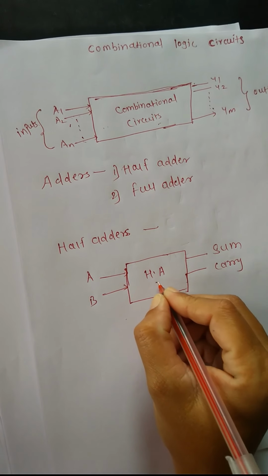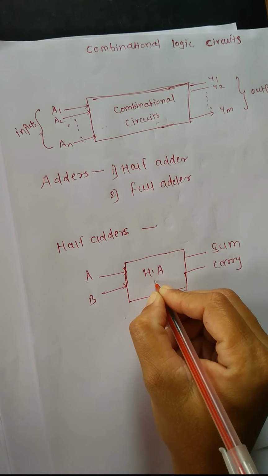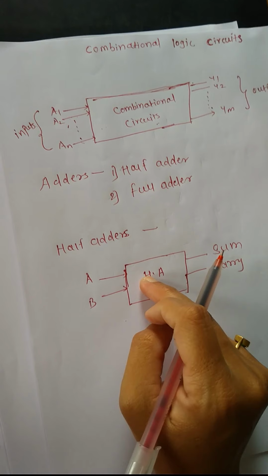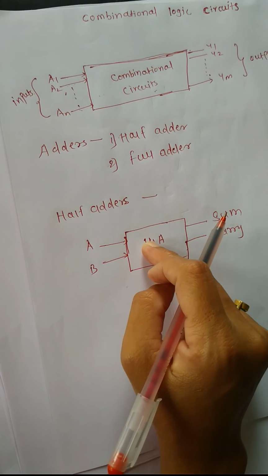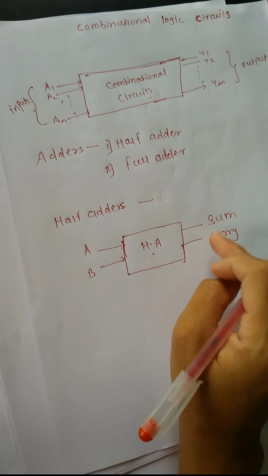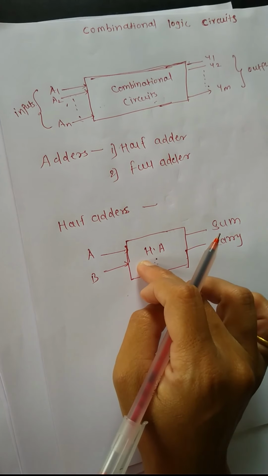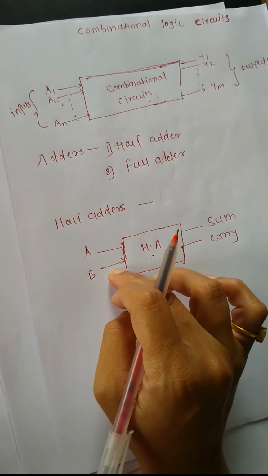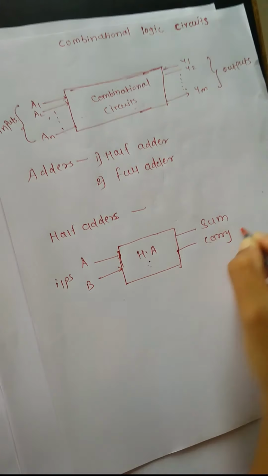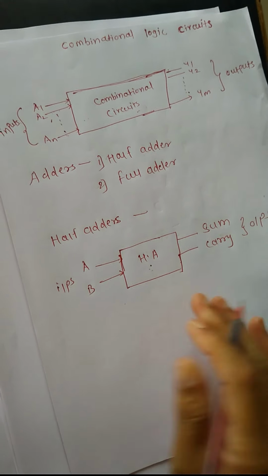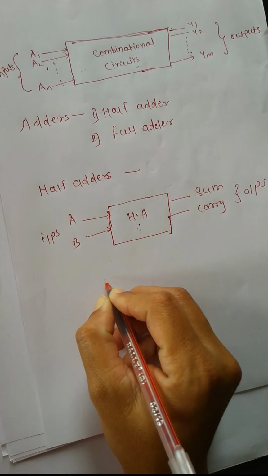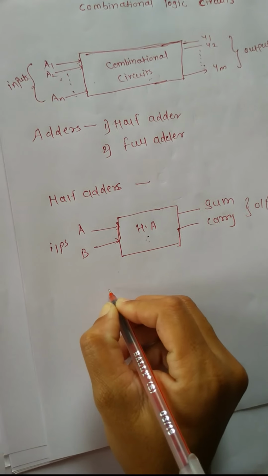This half adder is a combinational logic circuit with two inputs and two outputs, and it is a basic building block of addition of two single bit numbers. This circuit has two outputs, namely sum and carry. In this block diagram there are two inputs A and B and outputs sum and carry. These are the inputs and these are the outputs. This is the statement and block diagram. After that block diagram you have to design the truth table.